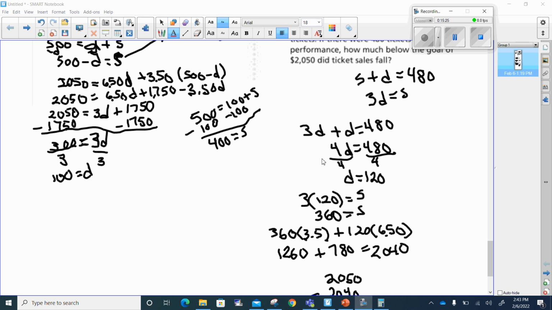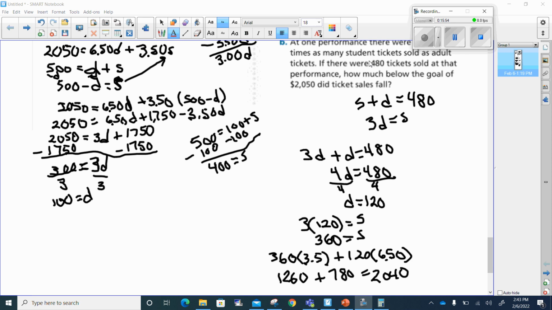Now we can go back to the ticket prices. Remember, students got charged $3.50, and there were 360 kids here. Adults got charged $6.50. There was 120 adults there. 360 times $3.50 equals 1,260. And 120 times 6.50 is 780. So when we add 1,260 plus 780, we get 2,040.